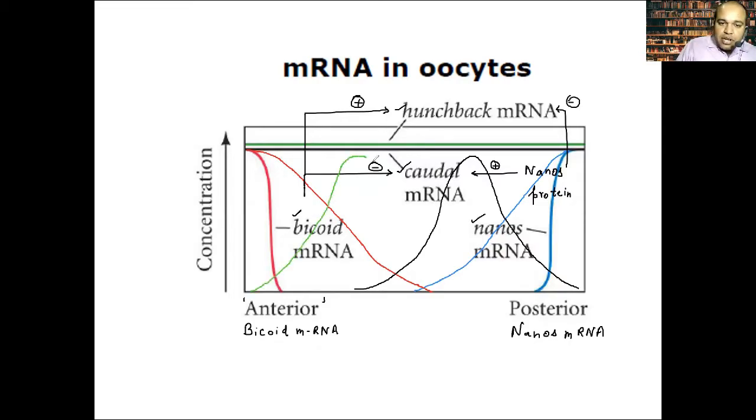So this is the ratio of expression of the different genes, and because of the expression of these genes, the Drosophila embryo gets differentiated into head, thorax and abdomen.